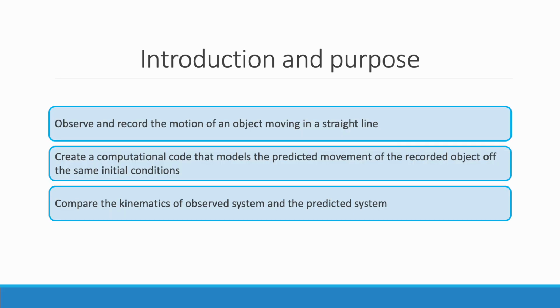So the purpose of this lab was to record the motion of an object moving at a constant velocity in a straight line, and then we created a computational code based off the recorded movement under the same conditions, and finally we compared the kinematics of the two systems, the observed and the predicted.